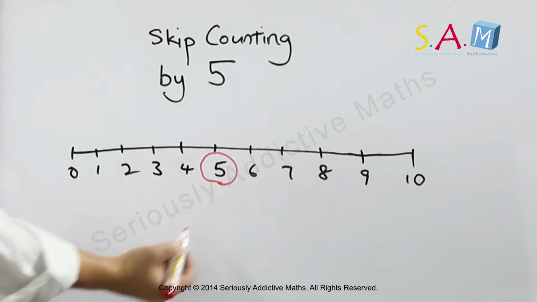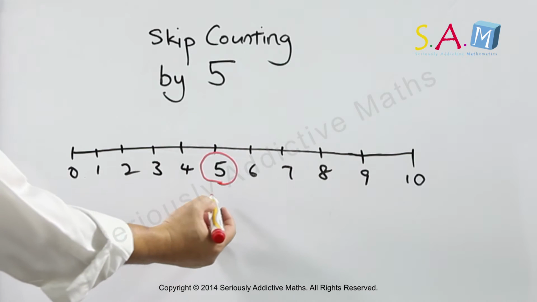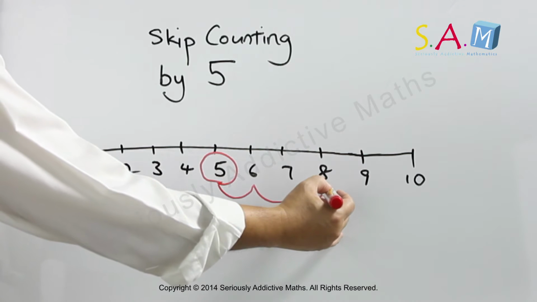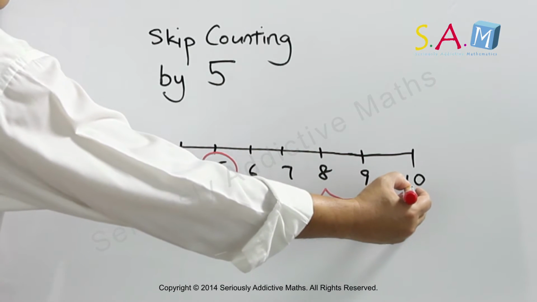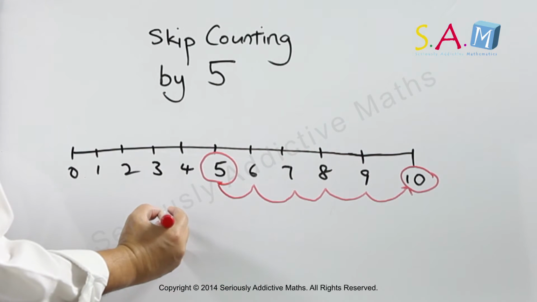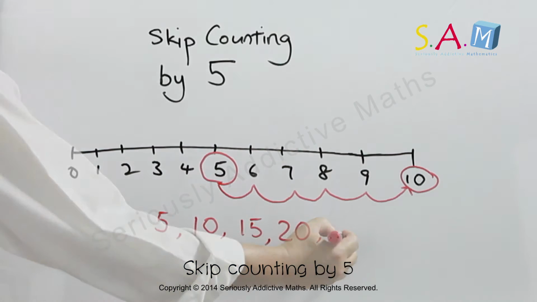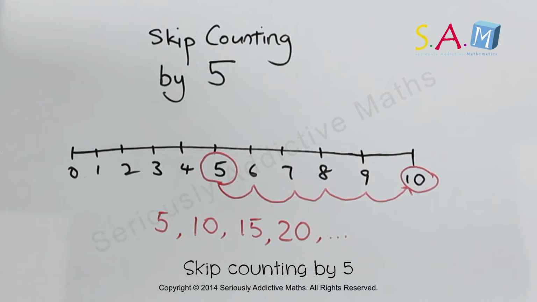Skip counting by 5. So we start with 5 and then you skip count 5. 1, 2, 3, 4, 5, you get 10. So 5, 10, 15, 20, and so on. That's called skip counting by 5.